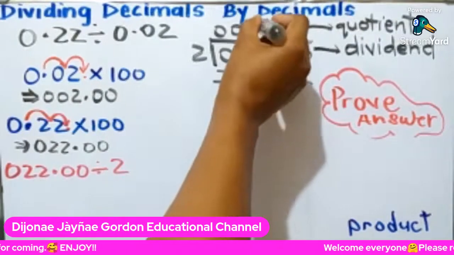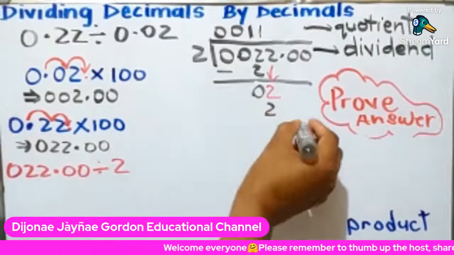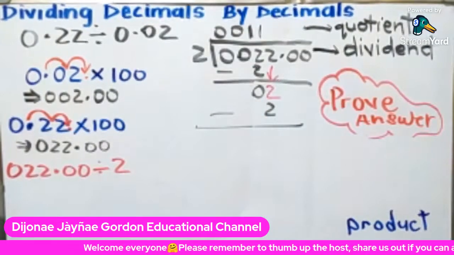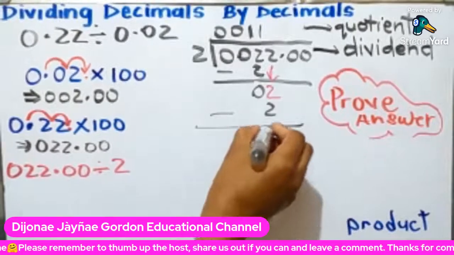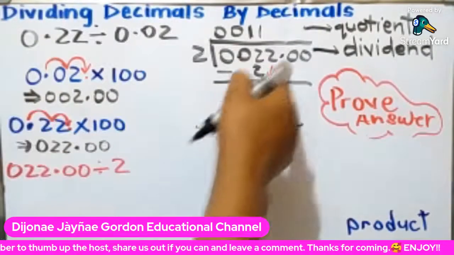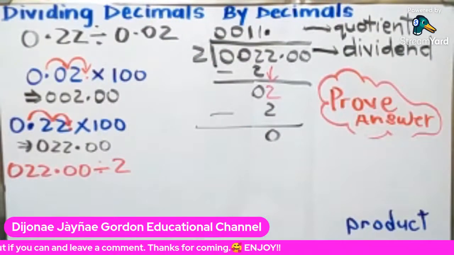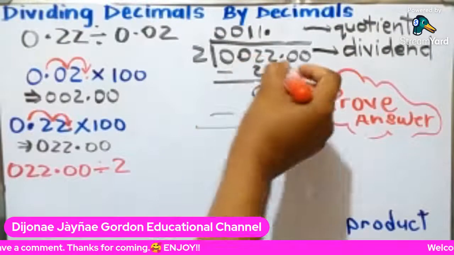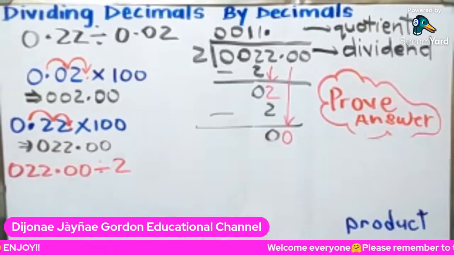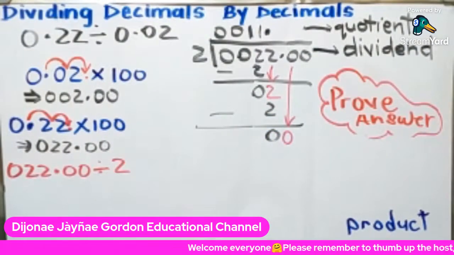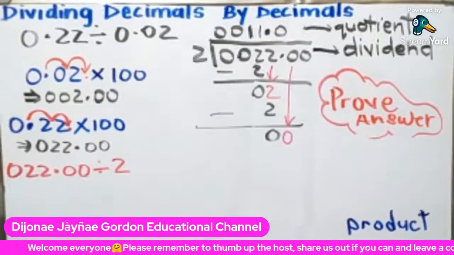Now how many groups of 2's can you get from this 2? You can also get one group. So 2 multiplied by 1 again, we get 2. Draw your line, and we take away. You have 0 left. So what is next? We have our decimal place, so we put it in our quotient. And we bring down the next digit, which is another 0. Can we get a group of 2 from 0? No, we can't, so we write 0 right there.